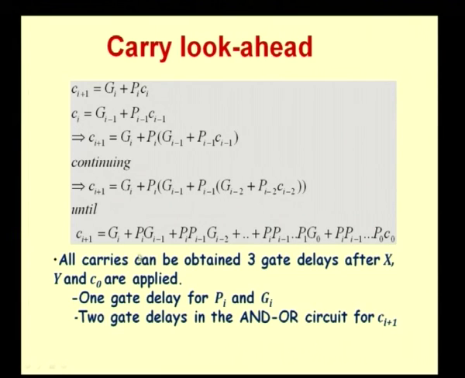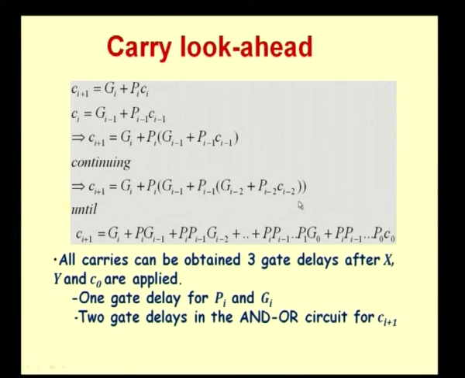So if you rewrite the whole thing, look at what we are getting here. Ci plus 1 will be equal to Gi plus Pi into Gi minus 1, this term here, plus, for this term it will be Pi into Pi minus 1 into Gi minus 2, plus expanding these things further like this. Let us look at this third term alone here, Pi into Pi minus 1 into Pi minus 2 into Ci minus 2, that will be the next term.